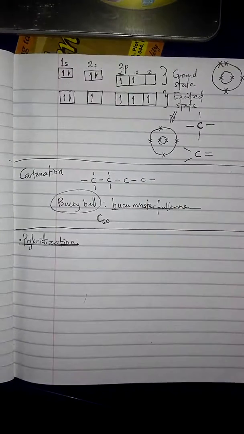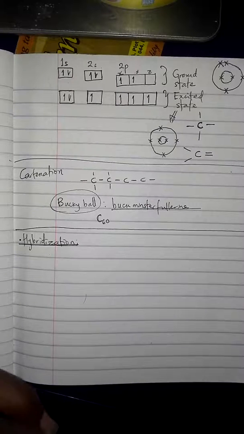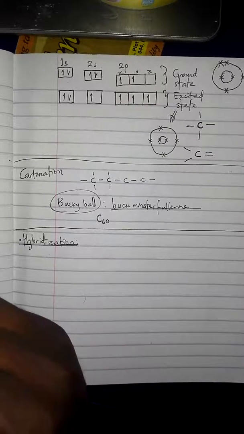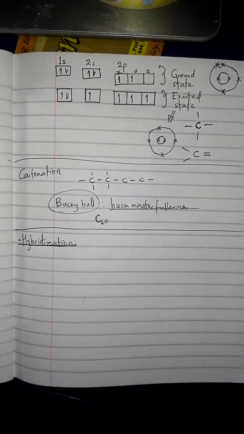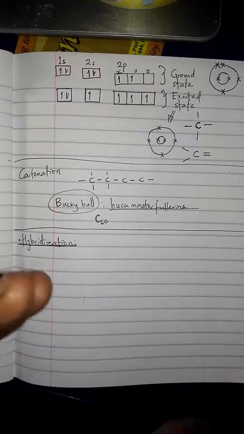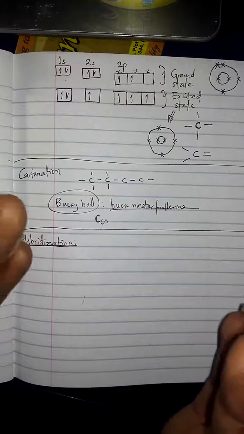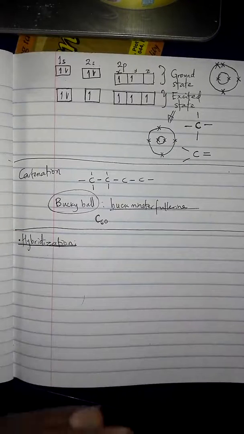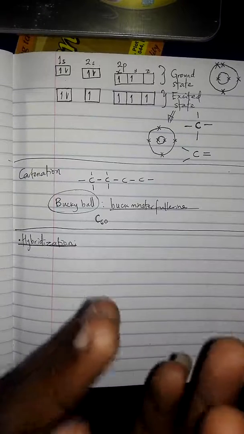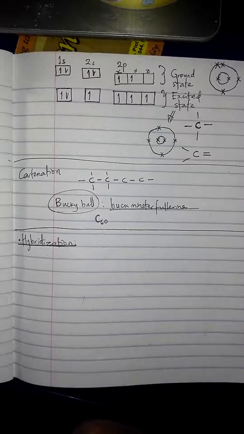When that happens, we say what has taken place is hybridization. That means a hybrid has been formed. Hybrid is an English word which usually denotes a combination, like you're combining two properties, or two substances, or two components.